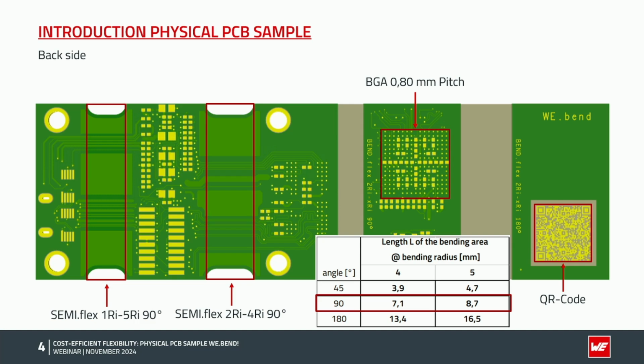The last thing that we can see here very well at the backside is the QR code. Here you can, if you scan the QR code, you will be led to our webpage where you find more information about bend flex and semi-flex. And here you can also pre-order the sample so that you can really have it in your hands and see the difference between the bending properties of semi-flex and bend flex.